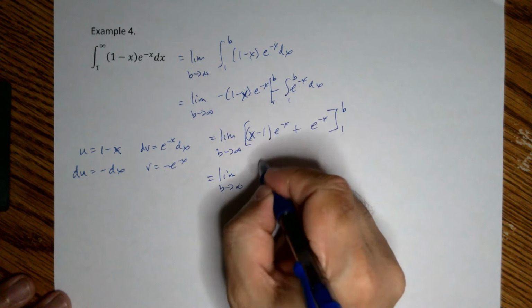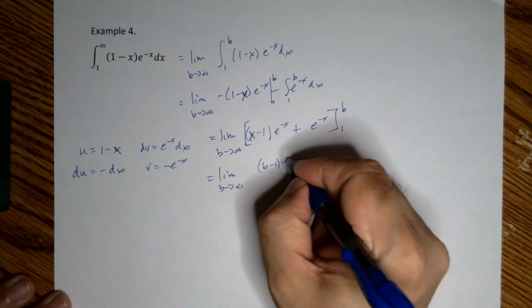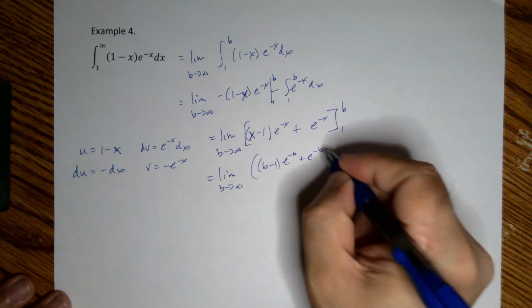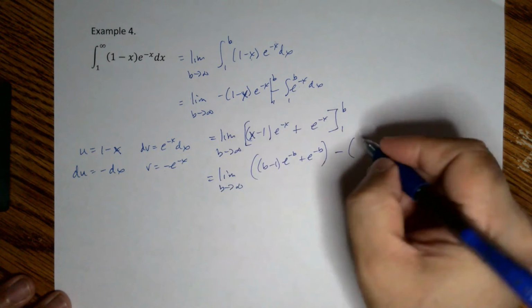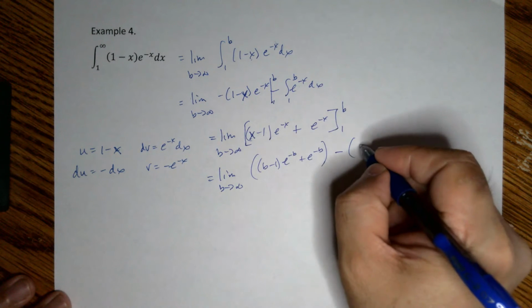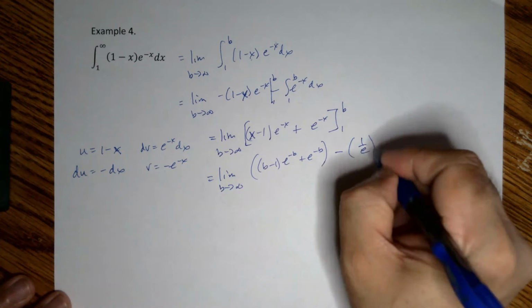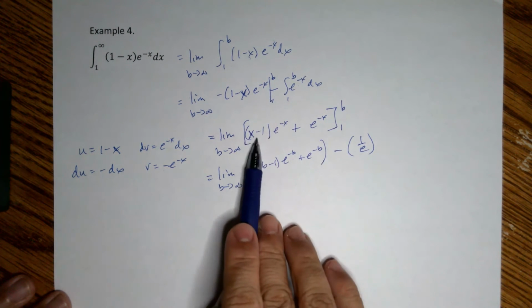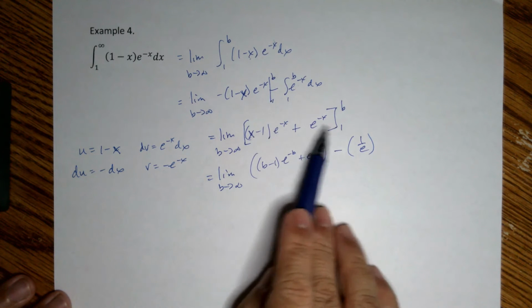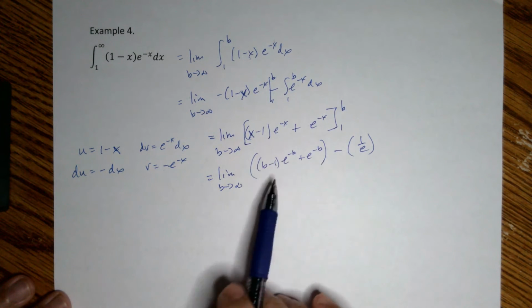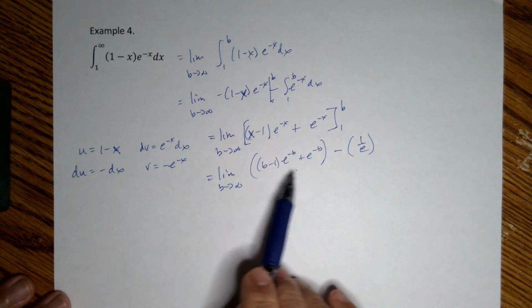So it's going to be b minus 1, e to the negative b, plus e to the negative b, minus, plug in the 1. So 1 minus 1 is 0, so that wipes that out. So I just have the e to the negative 1, or just 1 over e. So when I plug in 1 into this expression, that's 0. So that wipes out this term. When I plug a 1 in there, it's e to the negative 1, so it's just 1 over e. Okay, so this part is the only part that has the b in it.